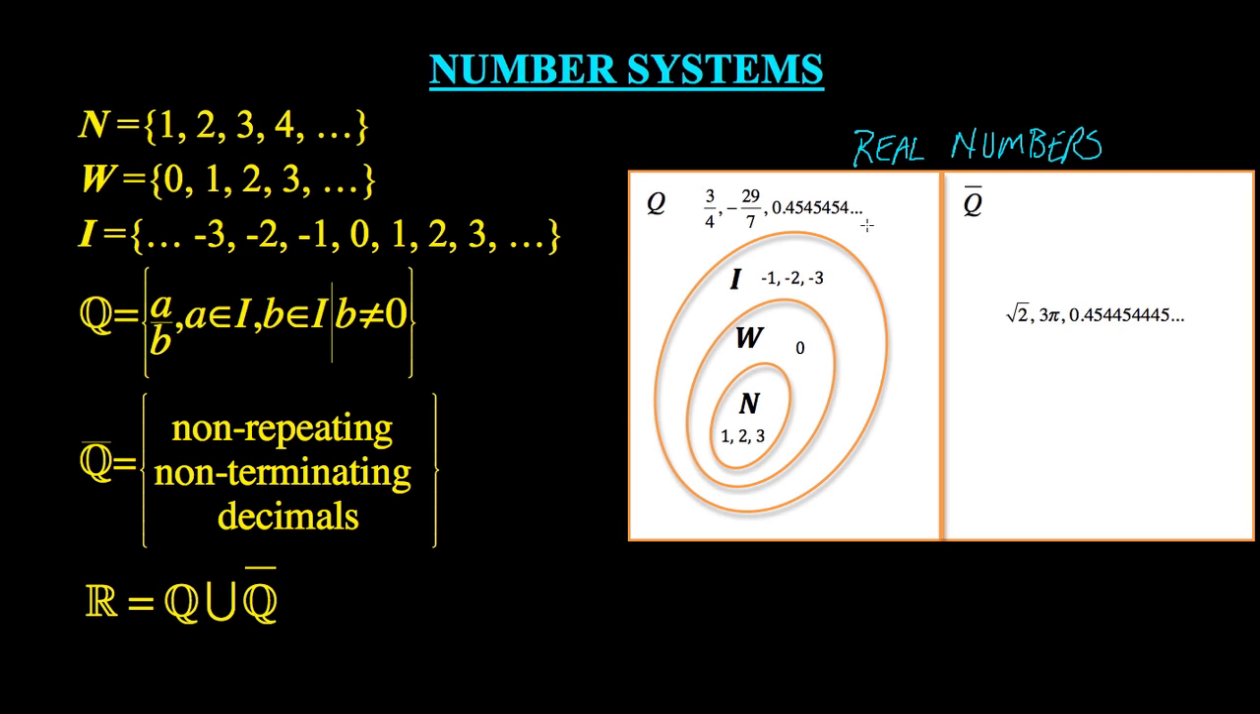Now to the right, we have a completely separate set of numbers, and these are the non-repeating, non-terminating decimals. And I give you some examples. Root 2, 3 times pi, 0.454454445, and so on. These cannot be produced by dividing 2 integers. So these are the family that we call Q bar, or the irrationals, not quotients. If you put every member of Q together with every member of Q bar, you create what are called the real numbers. And those are what we study in mathematics going forward.